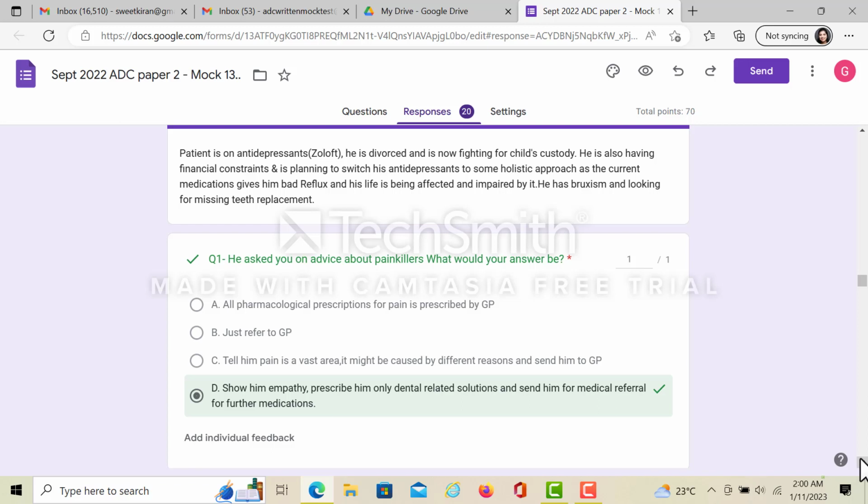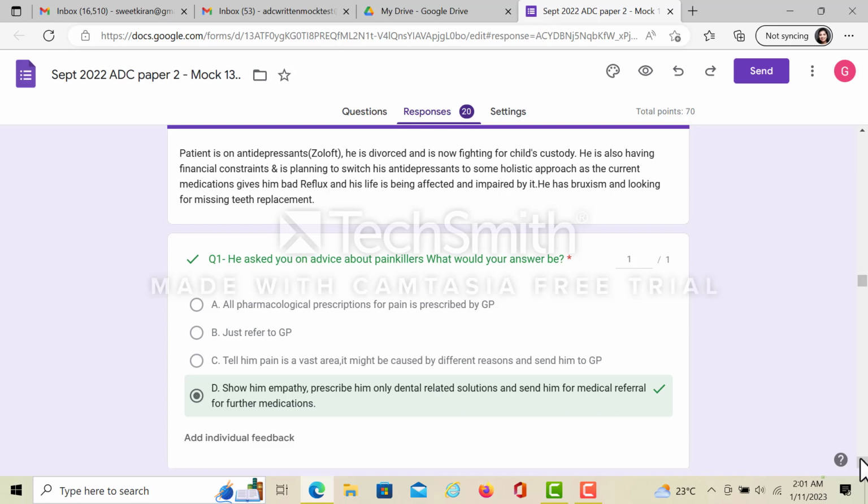He has bruxism and is looking for missing teeth replacement. So he has bruxism, he has stress, he's on antidepressants, he's planning to change his medication, and he wants to have teeth replacement. So he asked you for advice about painkillers. What would your answer be? Now, this question is just basically on the scenario of the patient. Nowhere is the question mentioning that he's having pain somewhere. So in general, ADC wanted to ask you this question, keeping this scenario in mind.